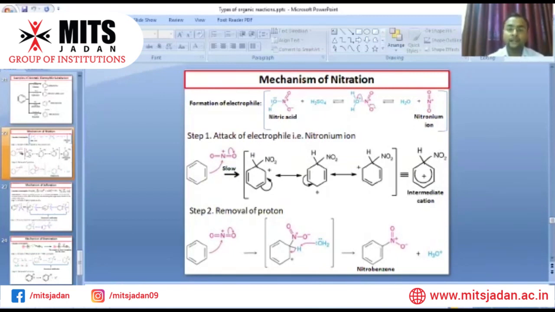the product nitrobenzene. So this is the mechanism, and the transfer of electrons of the pi bond is represented by the double-sided arrow. We already discussed in our previous slides the fishhook arrow and the double-sided arrow. The double-sided arrow means both electrons are transferred.